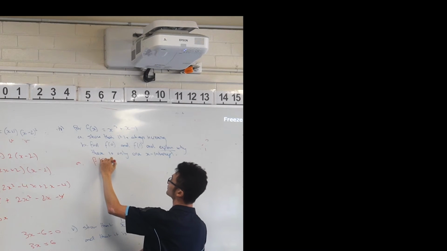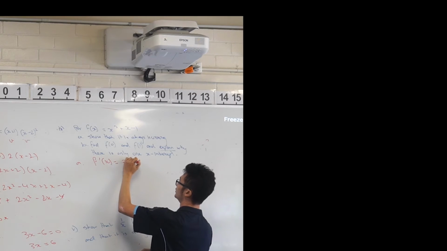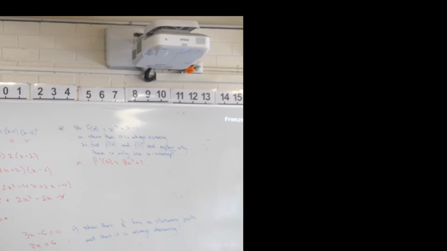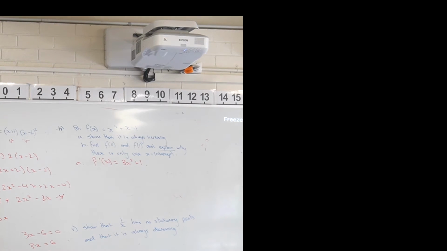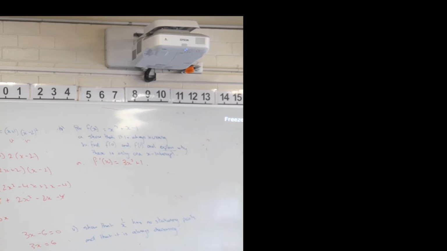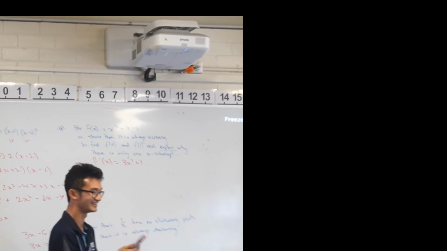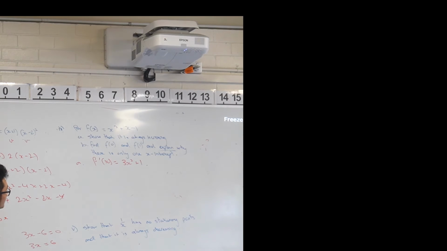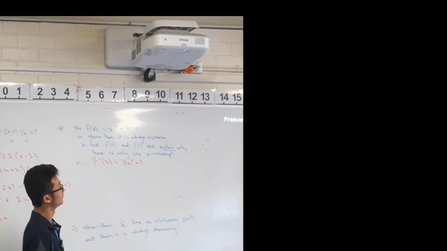f dash of x is equal to 3x squared plus 1. Josh, is this going to be an increasing function? Yes. And is it always going to be an increasing function? If what you told me earlier is to be believed, then yes. What did I tell you earlier? You told me that it is always increasing because the squared in that derivative makes every number positive. So it's always positive, therefore always increasing.